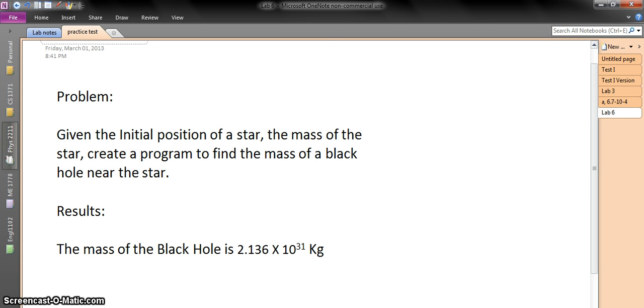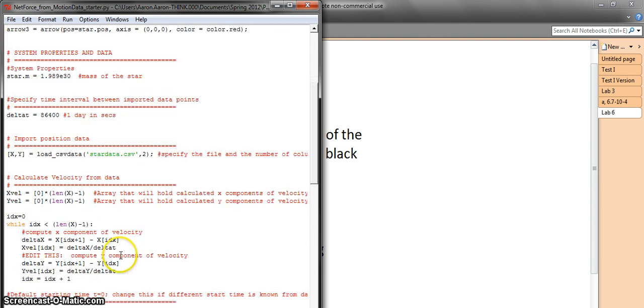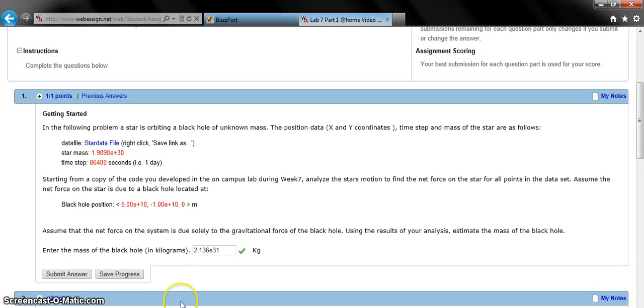So for this, I created a model using Python for the momentum principle and curving motion in order to find the variables needed to calculate the mass of the black hole. Initially, the star was at the vector 0, 0, 0, and had a mass of 1.989 e to the 30th, given here, and we had a time step of 86,400 seconds, which is equivalent to 1 day.